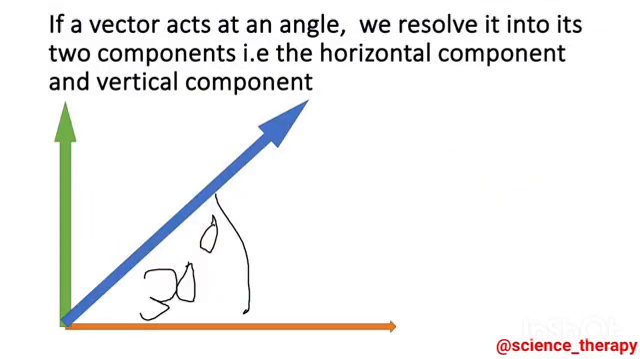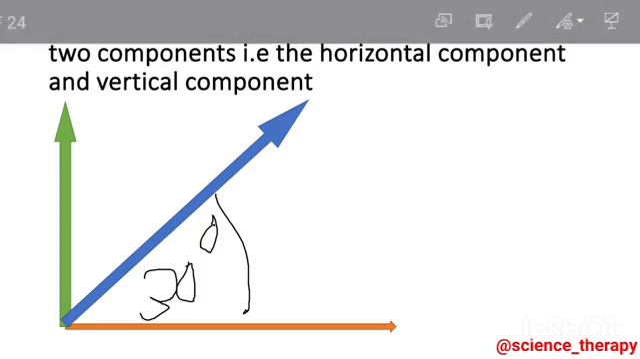Now what about if the vectors act at an angle? They say if vectors act at an angle, we resolve them into their two components, i.e. the horizontal component and the vertical component. So we can see here that this one is diagonal, it is acted at an angle. Now we do not use diagonal forces, hence we resolve into components. So the only forces that we need are the ones that are moving horizontally and the ones that are moving vertically. So that's why we need to resolve that one.